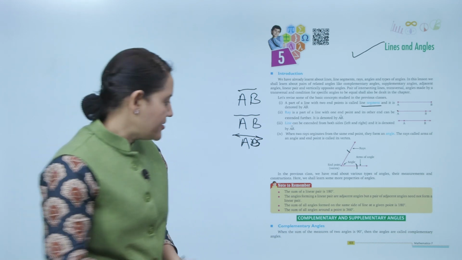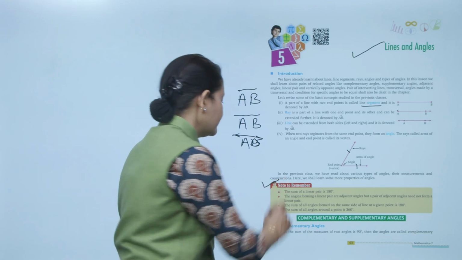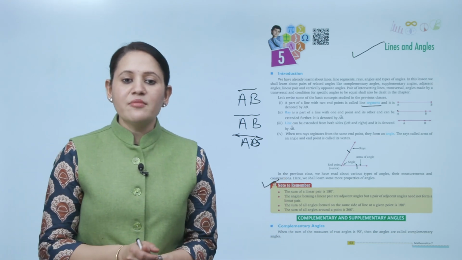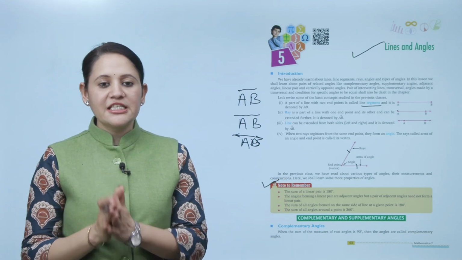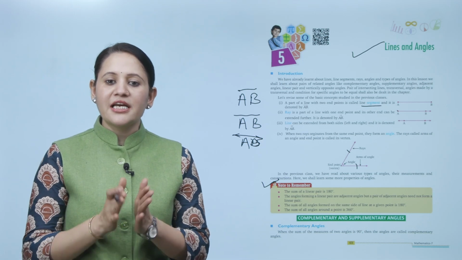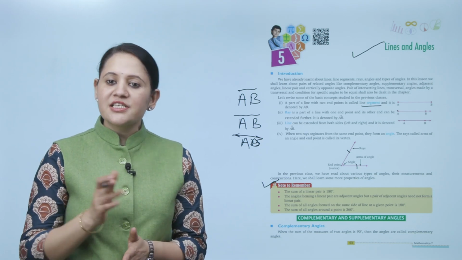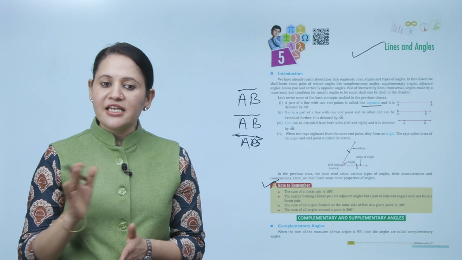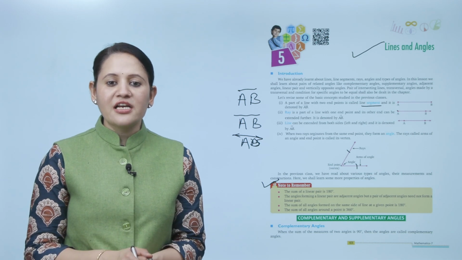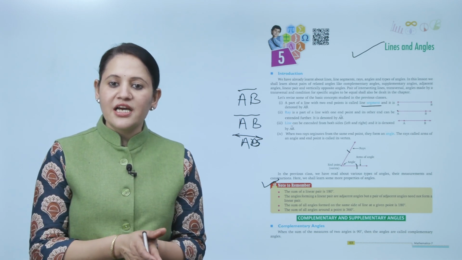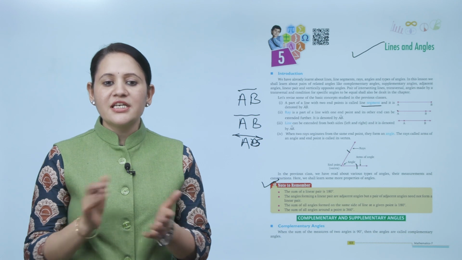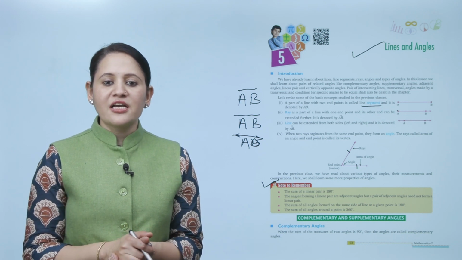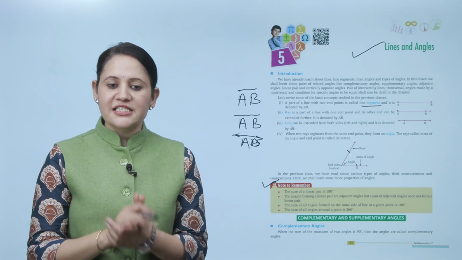Next, note to remember. The sum of a linear pair is 180 degrees. The angles forming a linear pair are adjacent angles, but a pair of adjacent angles need not be a linear pair. The sum of all angles formed on the same side of a line at a given point is 180 degrees. The sum of all angles formed at a point is 360 degrees.